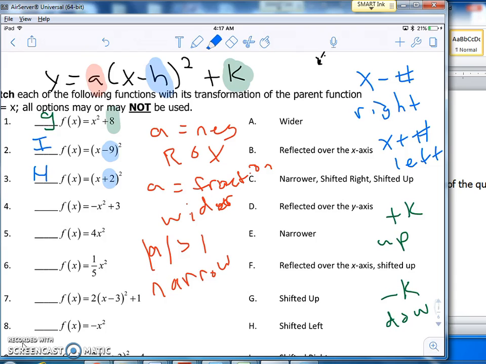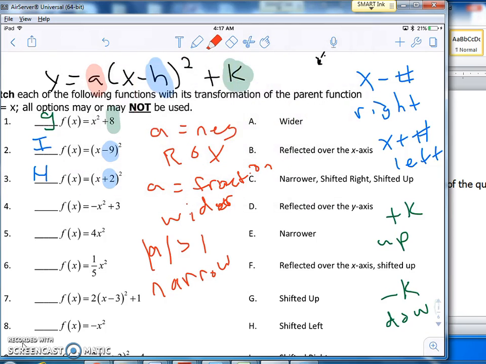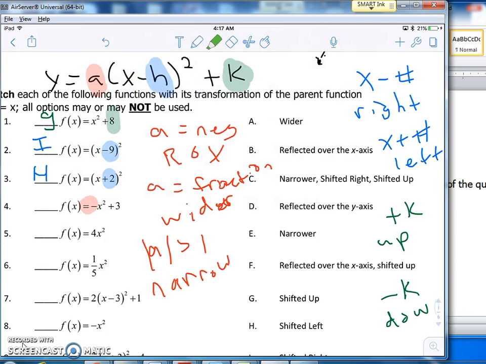Now, the next one has 2 transformations. It's got a minus out front, and it's got a plus 3 in back. So the minus is a equals negative, that's a reflection. So we're going to have a reflection over the x-axis, and we're going to have a shift up.